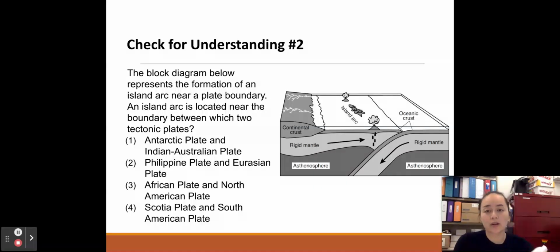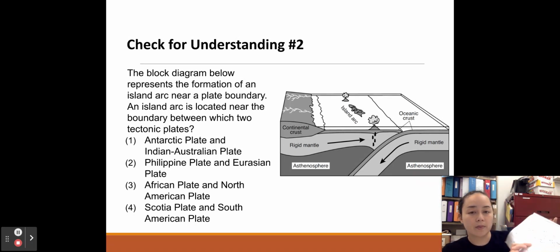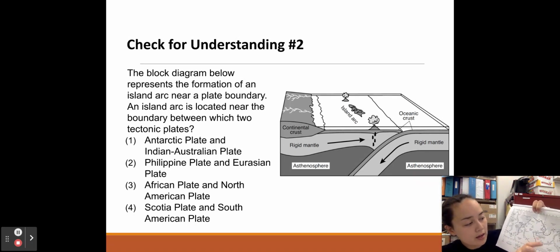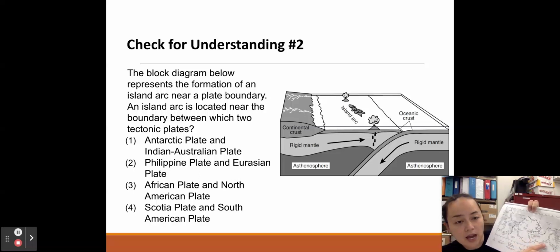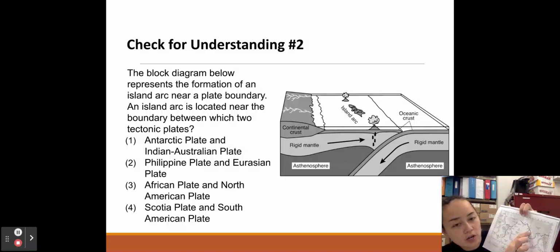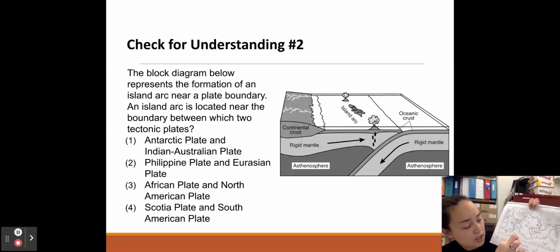And so if you look where the Antarctic plate and the Indian Australian plate are, they meet right here, and you can see that the arrows are actually moving apart, so that's divergent, so it can't be number 1. For number 2, we're looking at the Philippine plate and the Eurasian plate. So the Philippine plate and the Eurasian plate are right here. And you can see that it has the line with the boxes, which is going to be a convergent plate boundary. So it could be that one, but let's check the other ones.